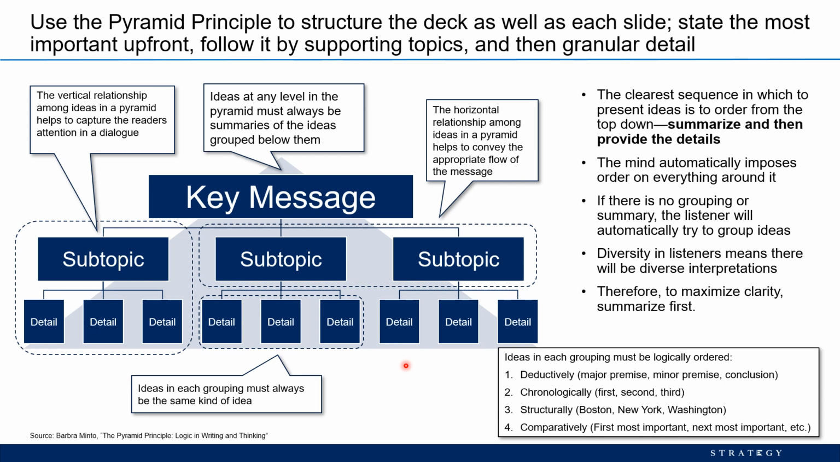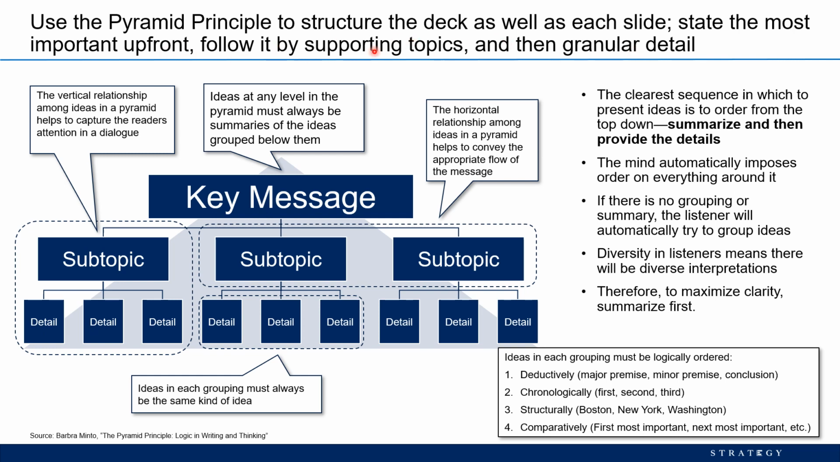This way, you get out the most critical key information up front, and then you continue on into more and more detail. If you notice the slide, for instance, you have up here the basic message, use the pyramid principle, and what the pyramid principle is. You state the most important information up front, you follow it by supporting topics, and then you go into granular detail. So that is the key message of this slide.